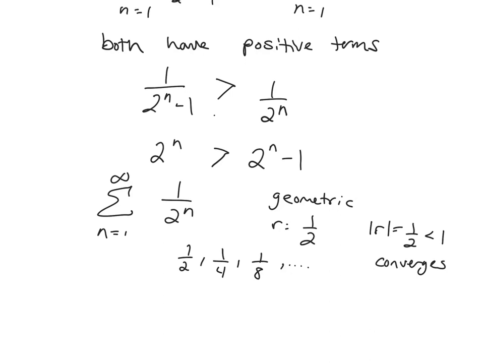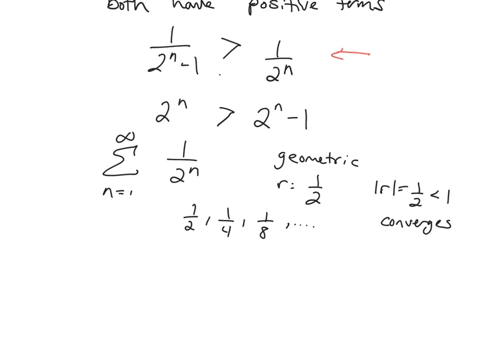But if you look at the inequality, what I have now is something smaller converges. That doesn't tell me that my bigger thing, the 1 over 2 to the n minus 1, converges. So I've got this problem that the inequality is not facing the right direction. I need it to be flipped the other way in order to make a conclusion here. Because of that, the direct comparison test is inconclusive.